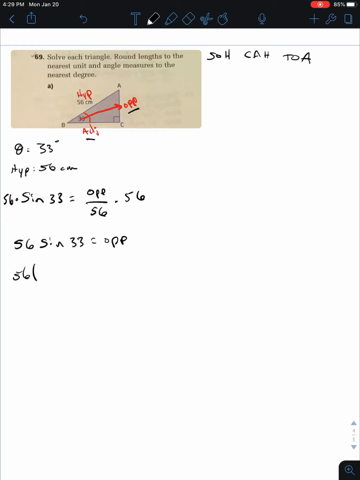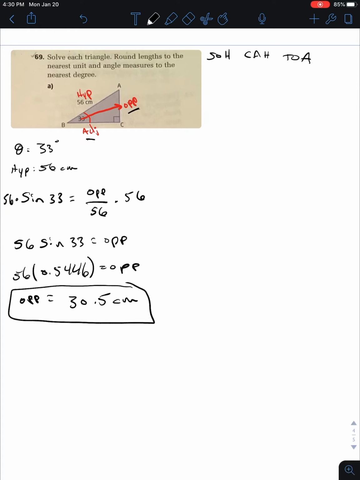Times 56. So 56 multiplied by 0.5446 is equal to opposite. Right? So opposite equals 30.5.